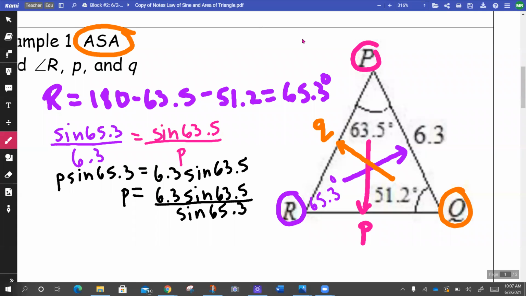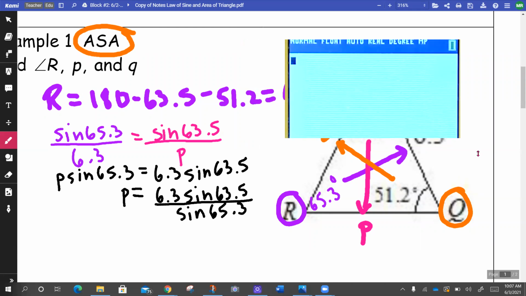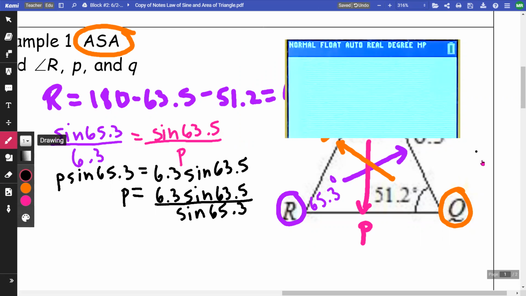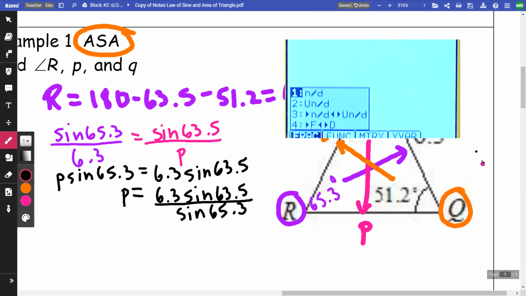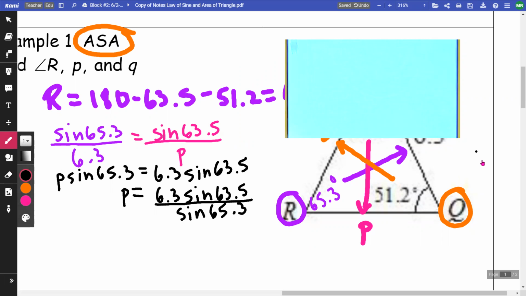So now I'm going to put that into my calculator, and I want to make sure that my calculator is in degrees when I'm dealing with triangles. So I am going to do alpha and y equal, and that gives me these options, and I'm just going to hit enter. I want number 1. That's going to give me fractions, and then I'm just going to type this in.